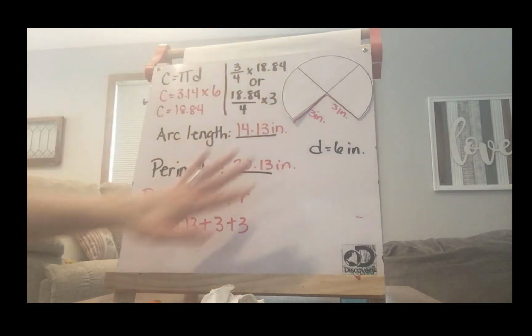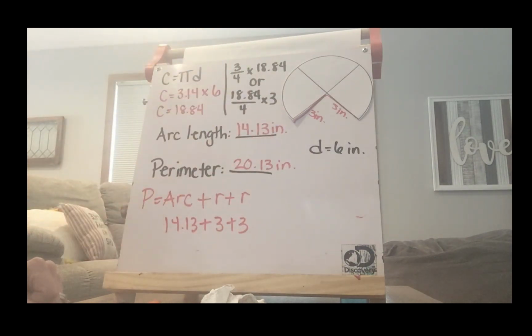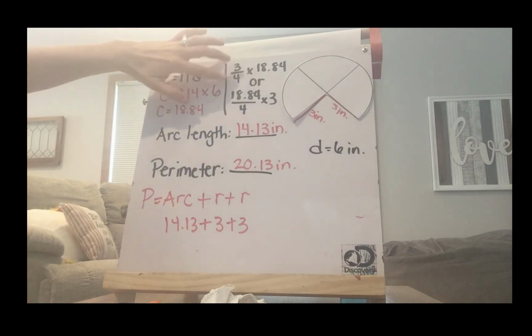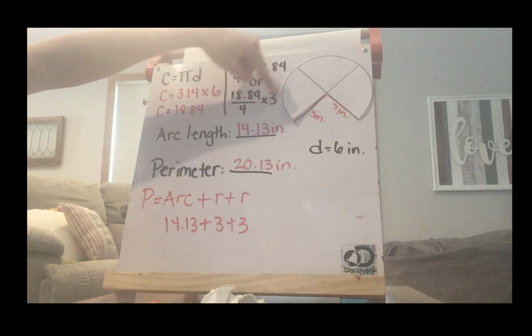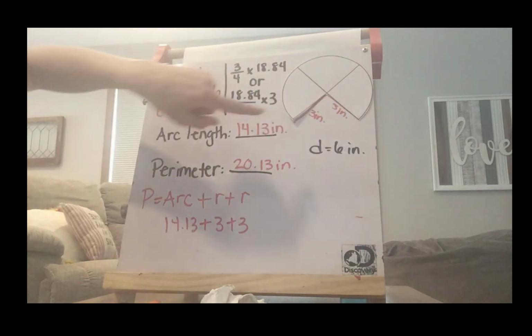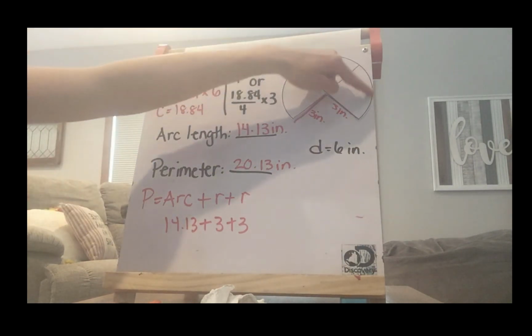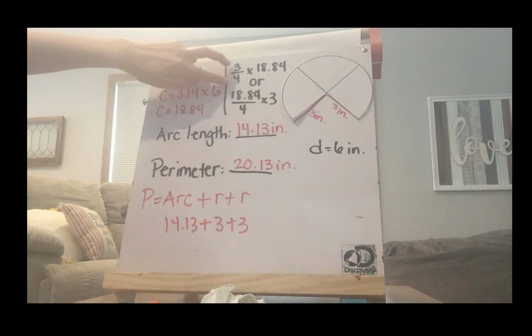Pause the video, take a look at my work right here, see if it differs from yours, how it does, try resolving it. Key thing, remember, when it comes to the arc length, I only want the arc of my sector. And an arc represents an outside part, so it's part of the circumference. I need to find 3/4 of my circumference. So I could do it like this with 3/4 times my circumference, or the circumference divided by 4, and then I want 3 of those, so times 3.